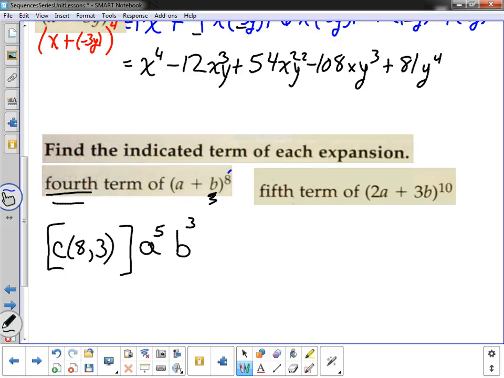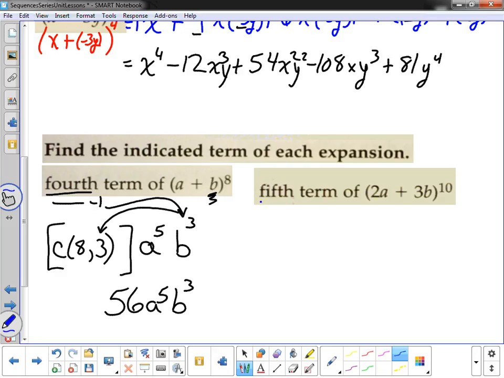Now all I need to know is what is the combination of 8 things taken 3 at a time. Combination of 8 things taken 3 at a time is 56. So I get 56, a to the 5th, b to the 3rd. So again, the thing to note here, the term number minus 1 gets you the exponent on the second part. That same number gets used in the combination to figure out what the coefficient is. So let's look at this next one.